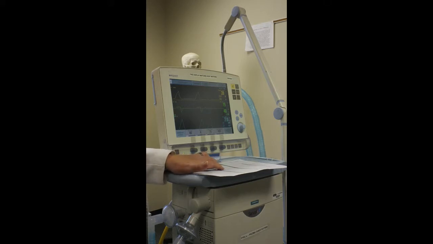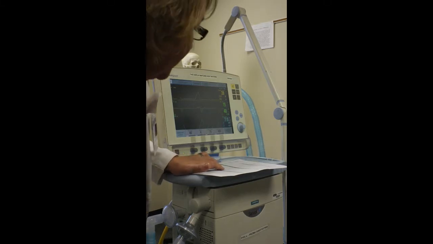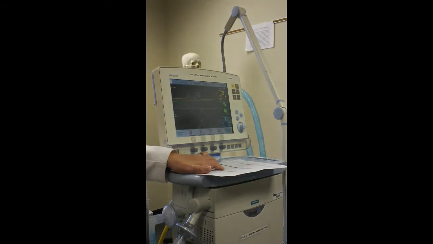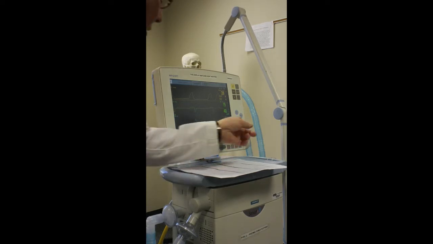Minute ventilation is the actual minute ventilation that's being delivered. So here we can see it's 7.0 liters per minute. If our rate was 10 and our tidal volume was 600, our minute ventilation would be 6. However, if our patient was breathing 16, then your actual minute ventilation would be 16 times 600, whatever that is. So that's actually a readout.